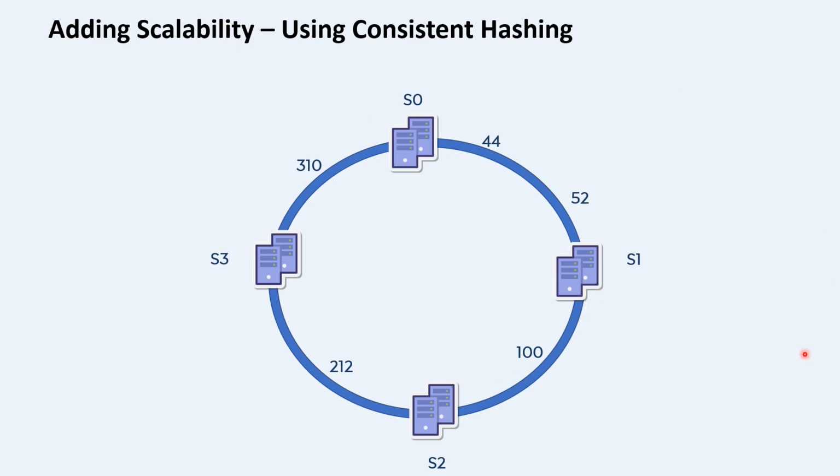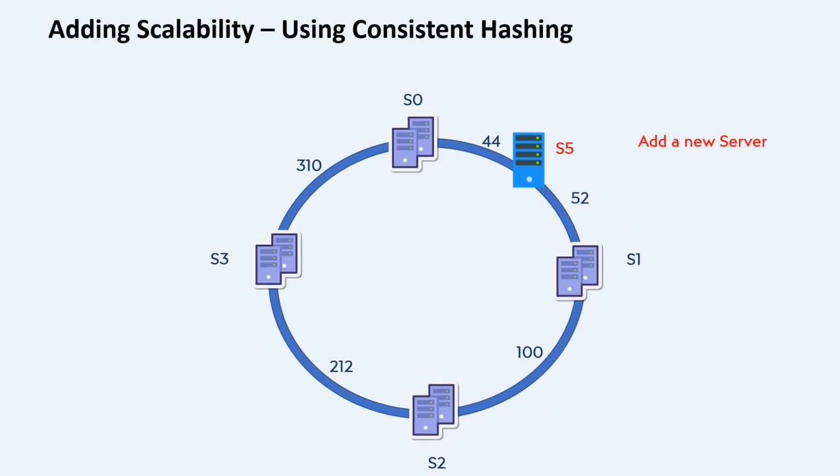Now suppose you want to add a new server. S5 has come between S0 and S1. So the only impact is on S0. There is no impact for S1, S2, or S3. S0 will give some of its share to S5. S5 will take some keys from S0 and cater to them. So only the key churning or key movement happens between S0 and S5. All other servers are not affected.